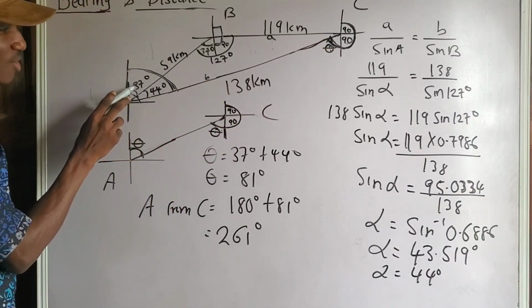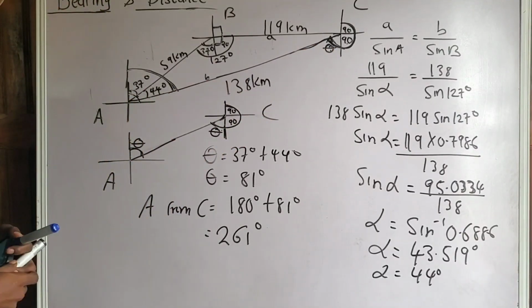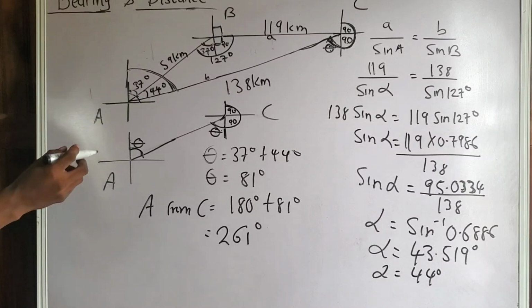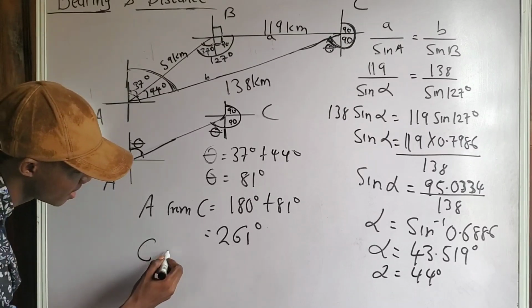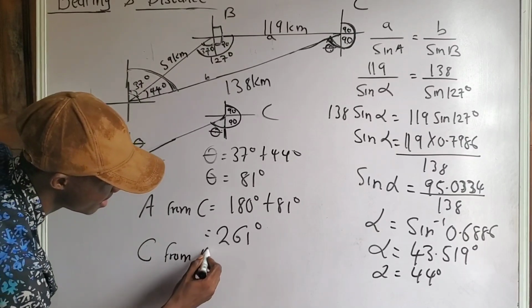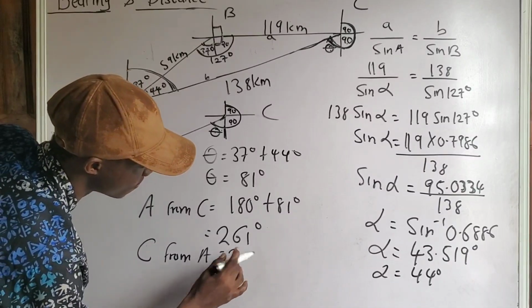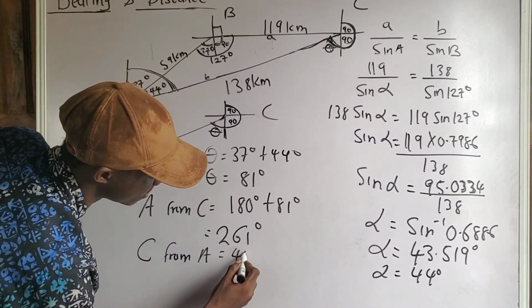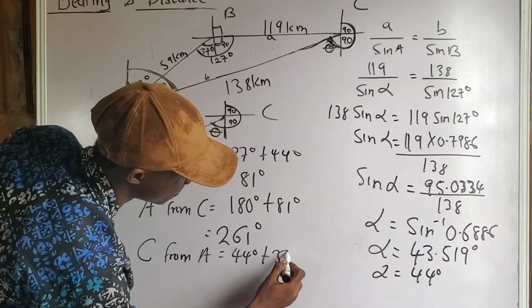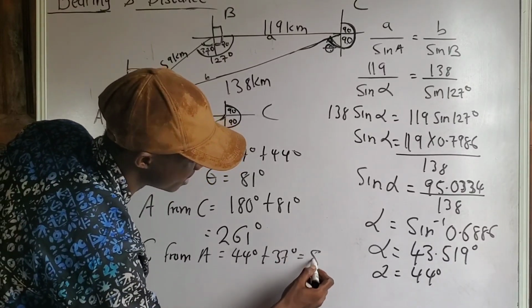So the sum of this angle and this angle will be the bearing of C from A. So the bearing of C from A will be equal to 44 degrees plus 37 degrees, which is 81 degrees.